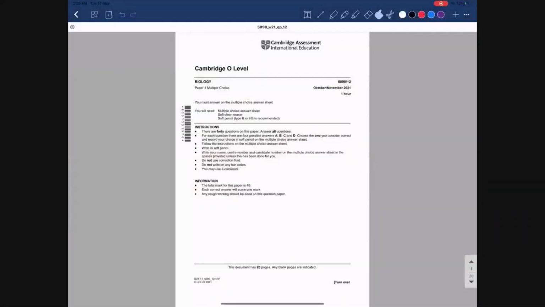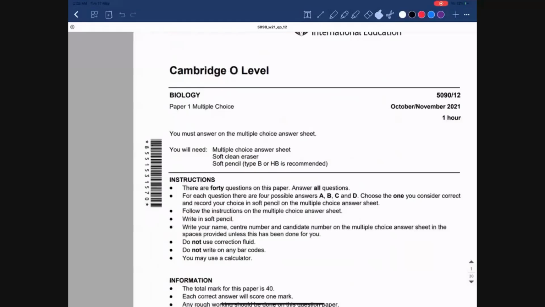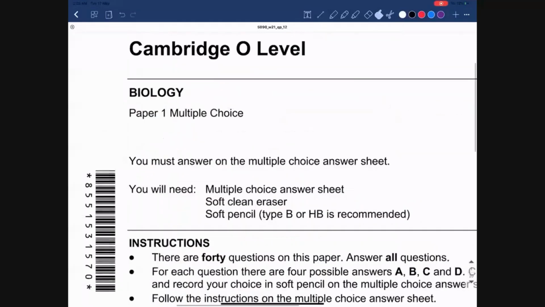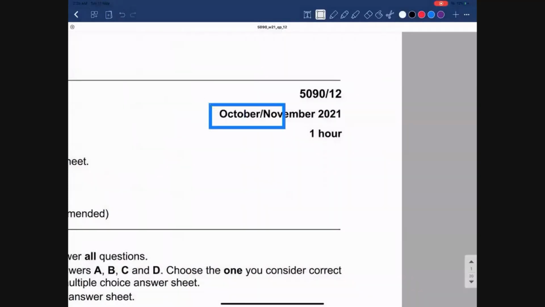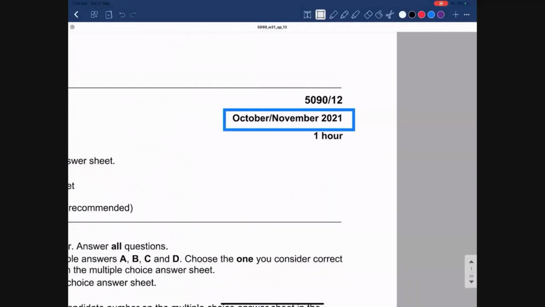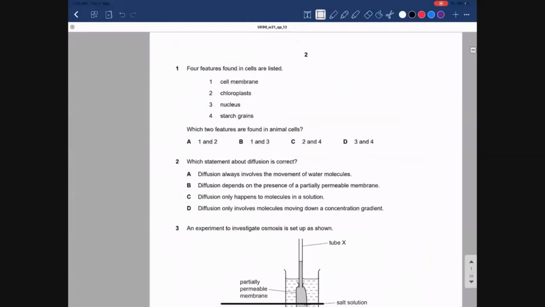Hello everyone. In today's video, we will be going to discuss paper 1 of O-level biology 5090. This is the latest paper, that is October-November 2021. Let's start. MCQ number 1.